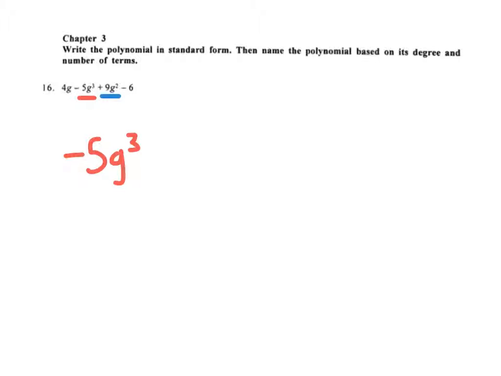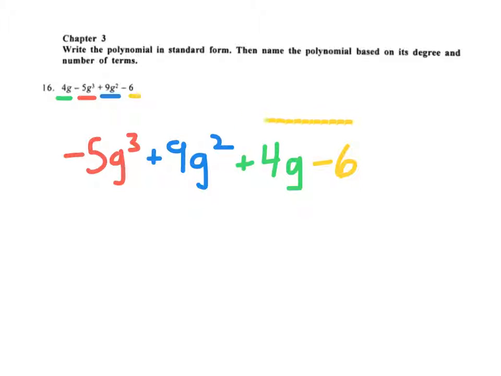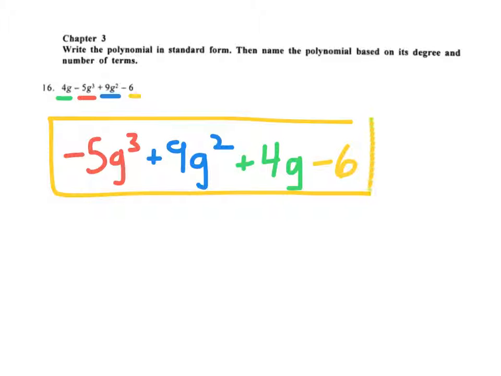My next biggest is g squared, so we have plus 9g squared. Notice I take that number out front with it. And then we have a g, so plus 4g. And then my last number is negative 6. So this is your polynomial in standard form.